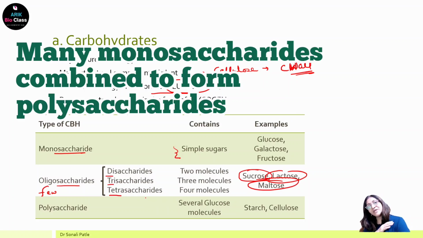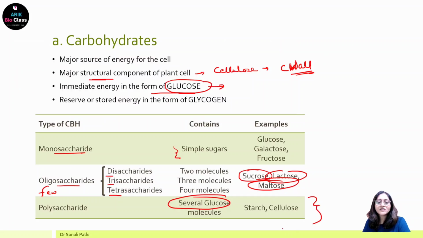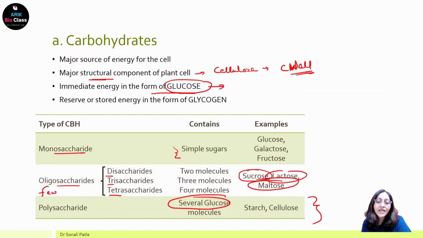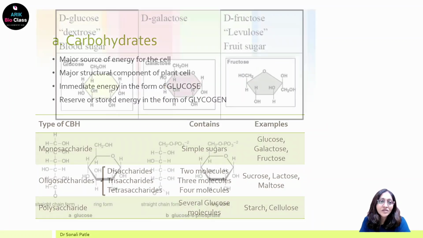When you have many such sugars joined one after another, several glucose molecules will join, and these are the examples which we have here: starch, then you have cellulose, you have glycogen. So starch is a plant storage material, while glycogen is the animal storage material, and cellulose is the material of the plant cell wall. So it's a structural component, it gives strength to the leaf.